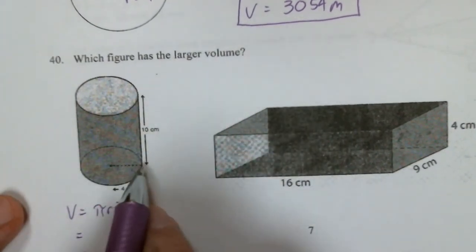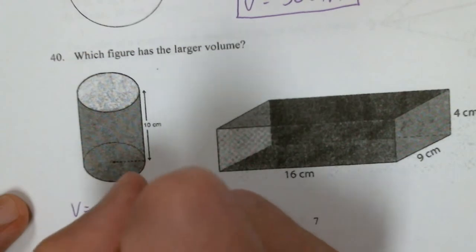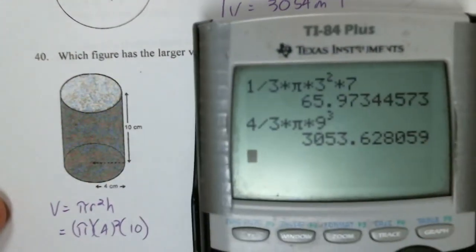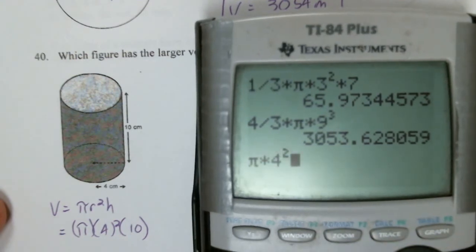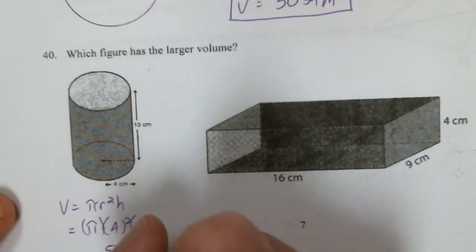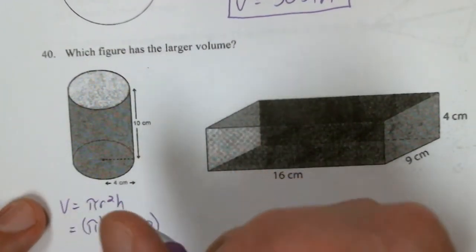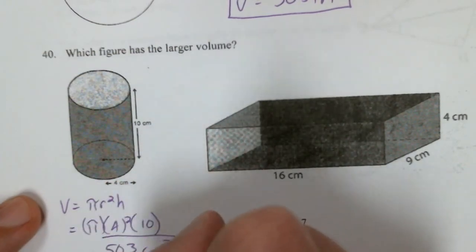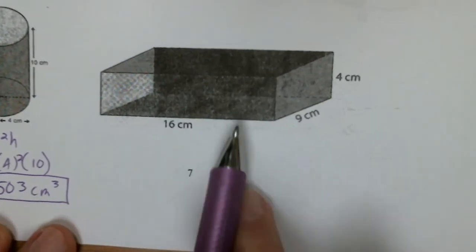Do I have the radius? Yes, I do. Pi times 4 squared times 10. And that is going to be equal to, 4 squared times 10, I get 503 centimeters cubed.